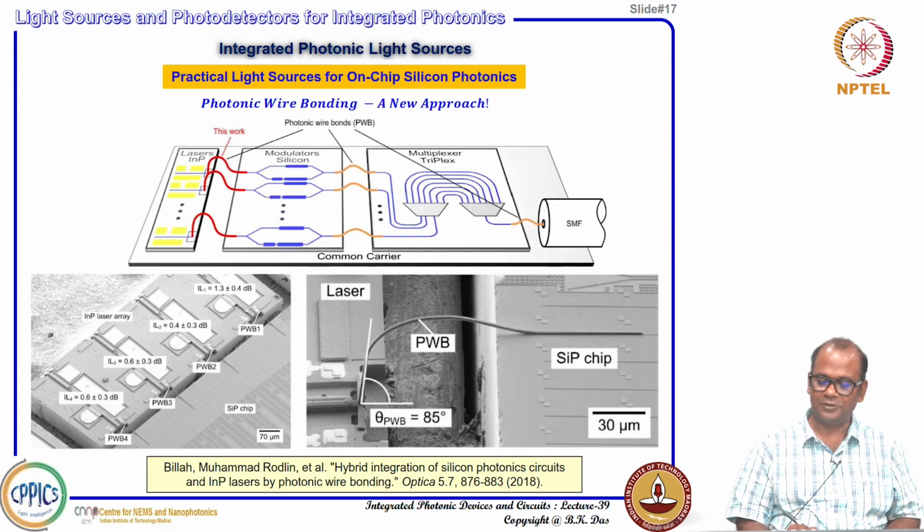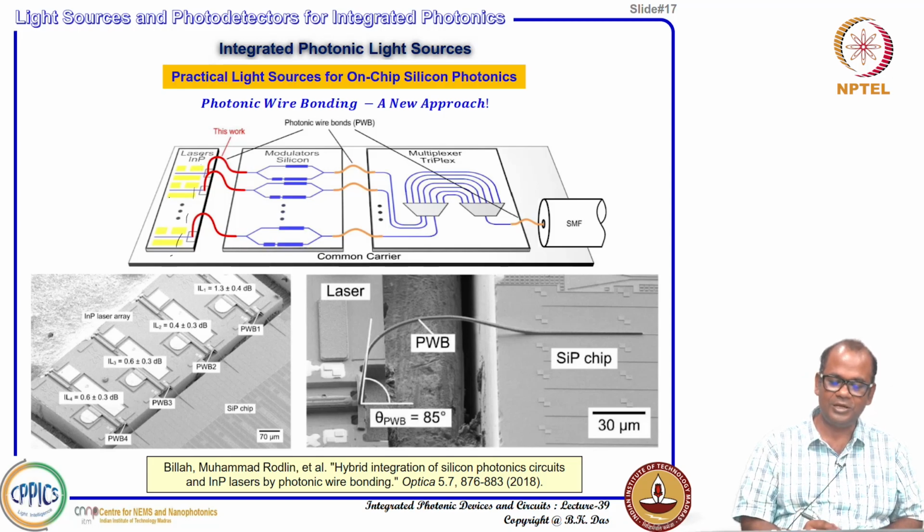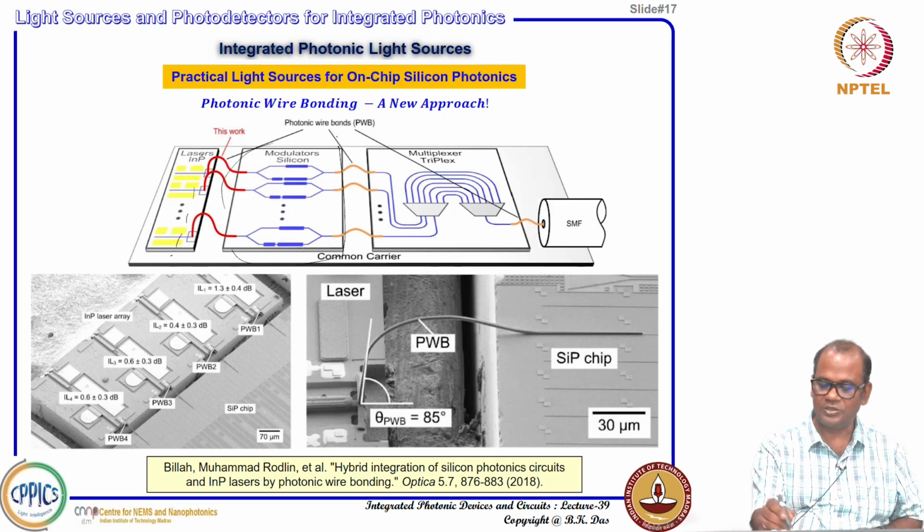And using this technology, they have already demonstrated photonic wire bonding for DWDM application purposes. If you see different types of lasers, they are fabricated out of indium phosphide chips. They can be of different colors, maybe 16, 24, 32 and so on, and you can bond them with a modulator, a silicon photonics modulator chip.